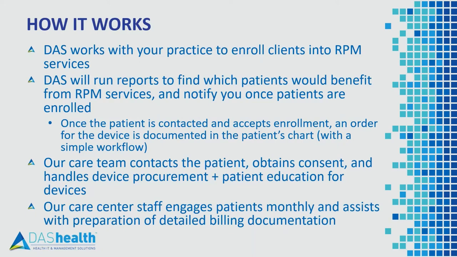So how it works. DAS will create and run reports within your EHR so we know which patients are eligible for the RPM services. We're going to work with you to approve the patients that are going to be enrolled and begin the outreach to them. Once we've created these reports for you, we're going to send them to you. We're going to work with you to make sure that you understand which patients are eligible and that we have your approval to reach out to them.